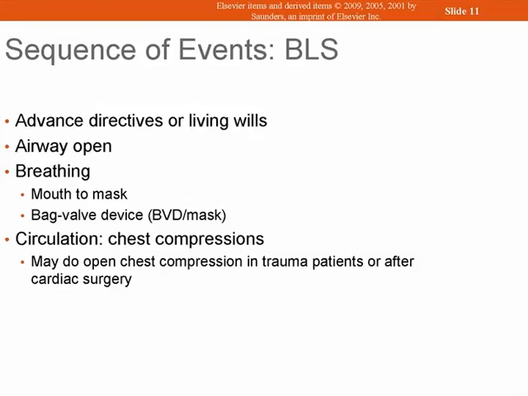So let's talk about the sequencing of events. You will start out with basic life support, CPR. First thing you want to know is, what is the patient's advanced directives or living wills? This is where it's very important for the primary nurse or the nurse that's assigned to care for this patient to be very well aware of the patient's choices and preferences. Of course, airway should be open. Patients should be breathing. If not, use a mouth to mask or a bag valve device, BVD mask, an AMBU bag with a face mask. Then you want to do circulation next, chest compressions.